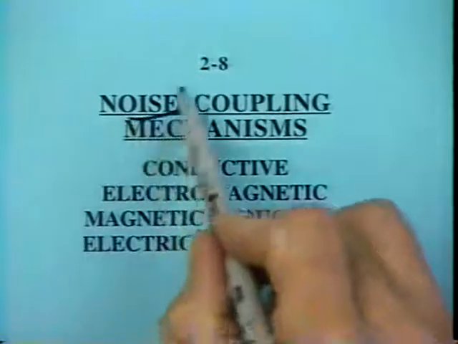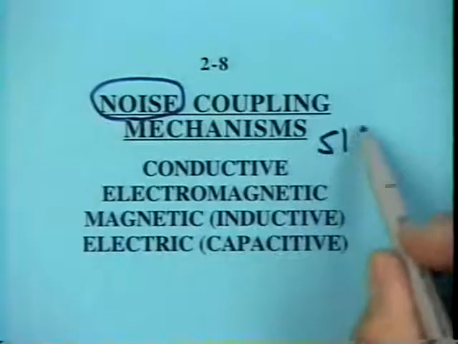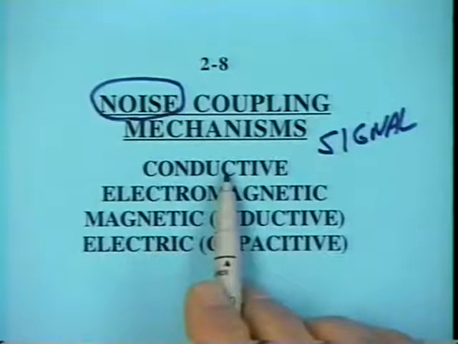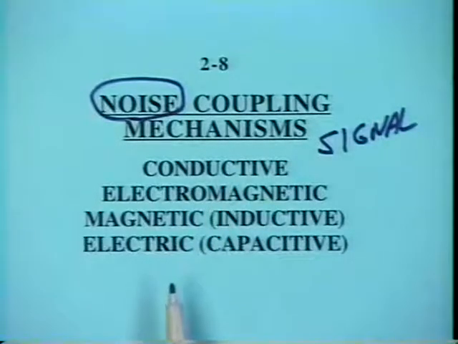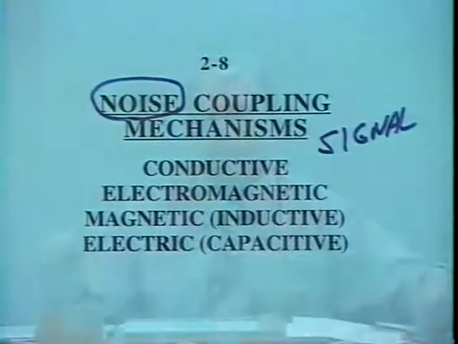Now, these so-called noise coupling mechanisms, they're not new to us. These are the same methods by which we will couple signals, right? We send a signal on a twisted pair. What coupling process is being used? Well, obviously a conductive coupling. We run a signal down an optical fiber. That's electromagnetic wave coupling using a dielectric waveguide.